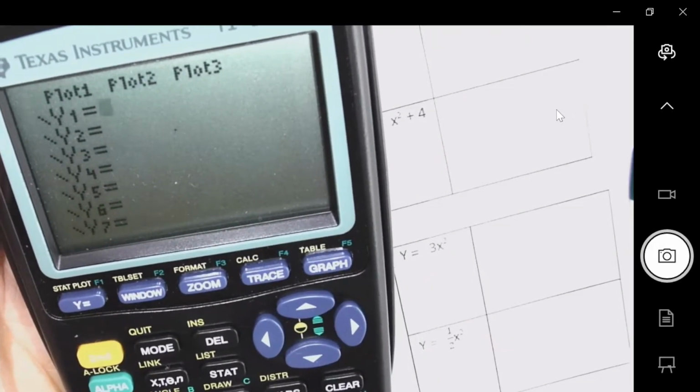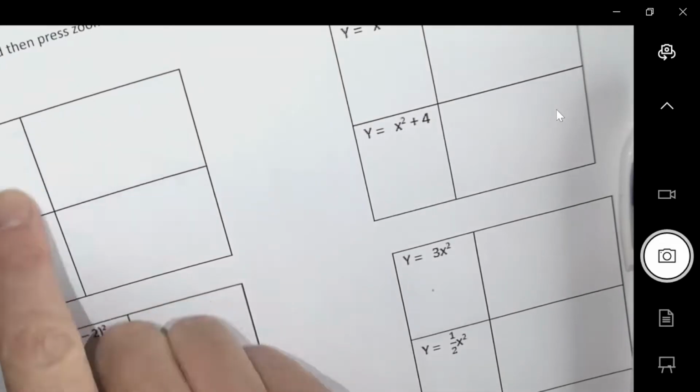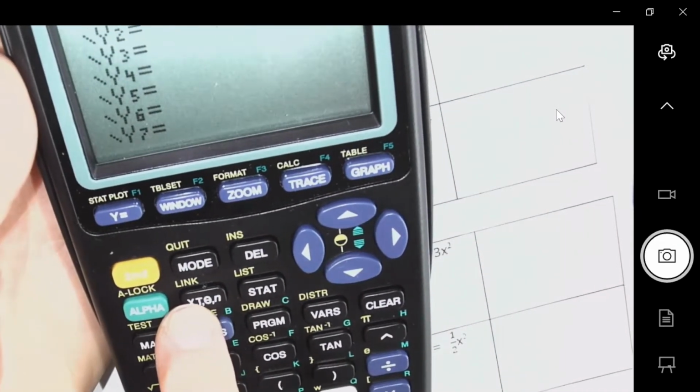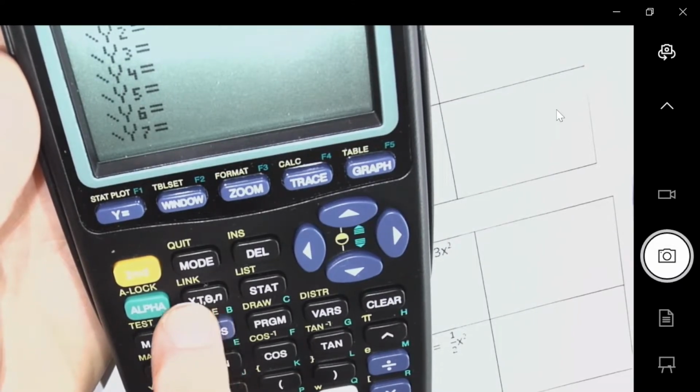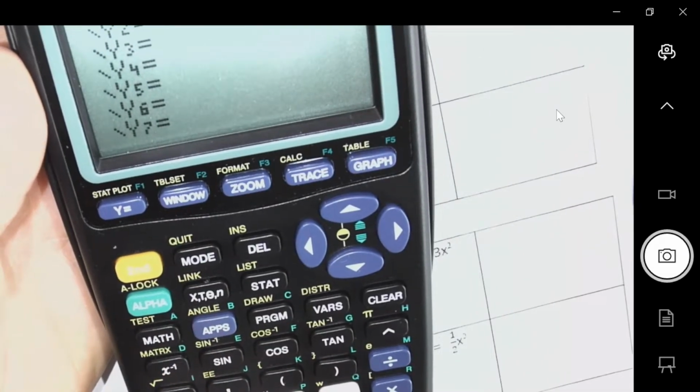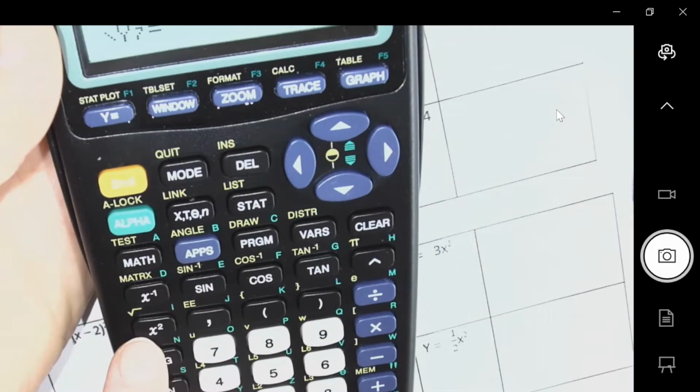Okay. I want to graph Y equals X squared. So Y equals is already in there. So I'm going to hit X. Here's my X button. Everyone sees the X button? X. And my squared button is over here.